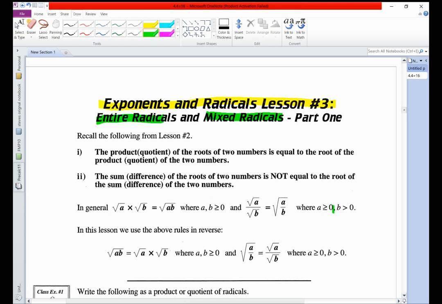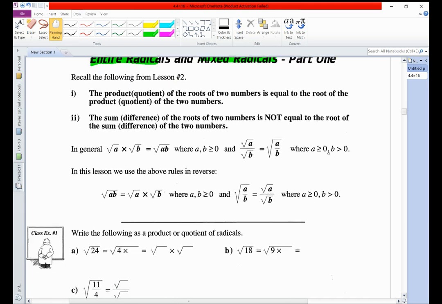So now we are going to look at entire radicals and mixed radicals. Just a little review from lesson 2. We know that the square root of a times the square root of b is equal to the square root of a times b. And when you divide the square root of a divided by the square root of b, it's the same as doing the square root of a divided by b.